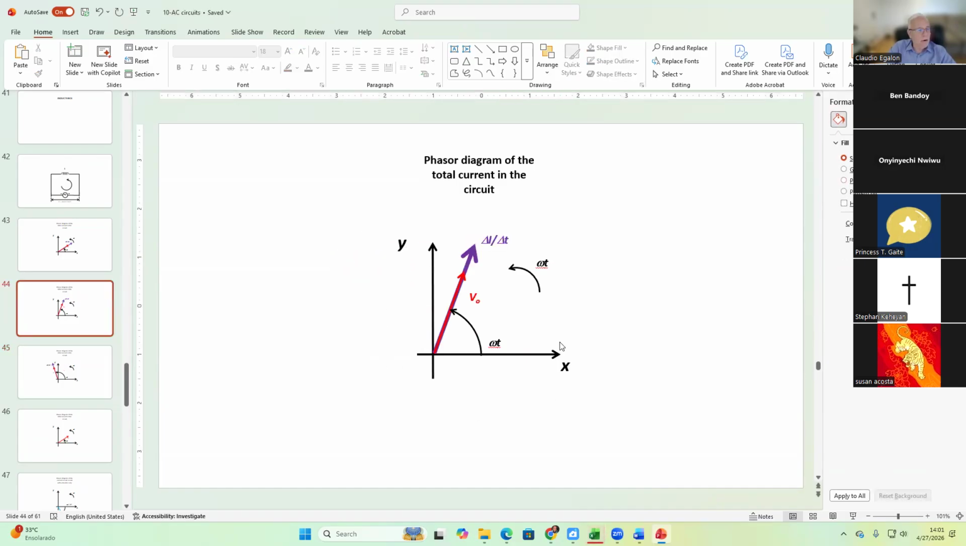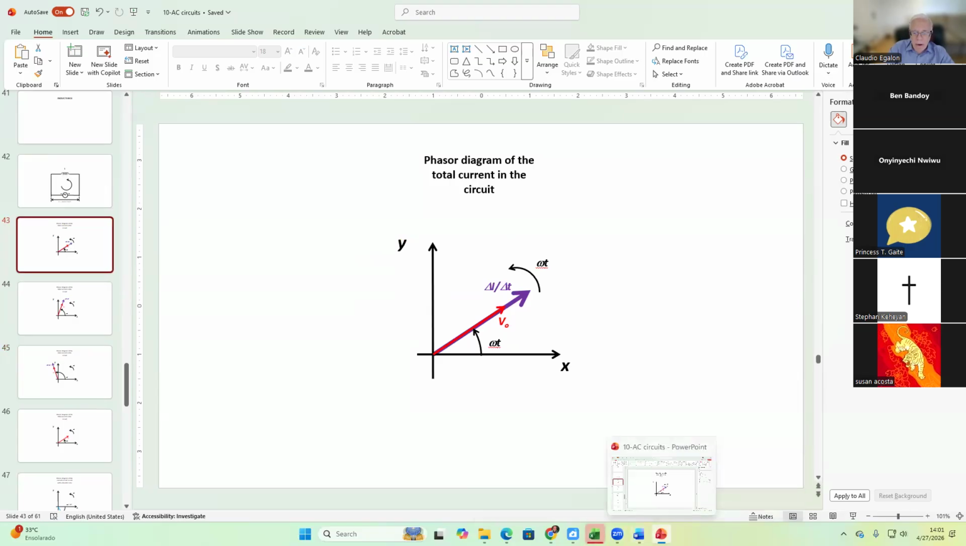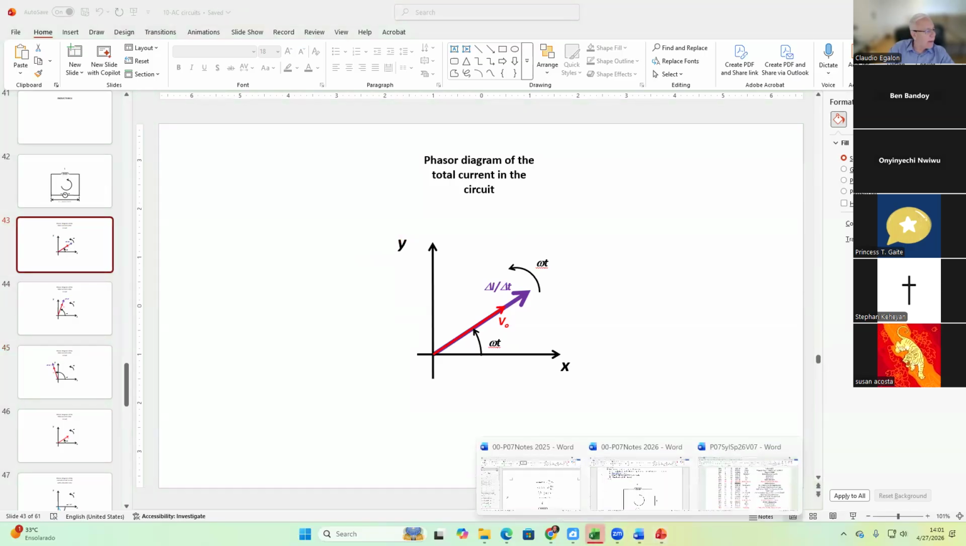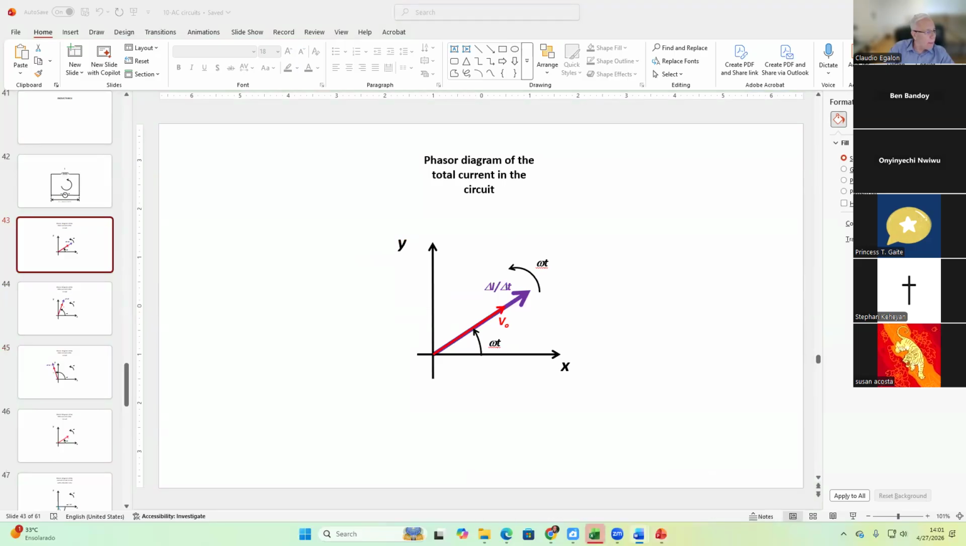Right? We have 3 frames here: 1, 2, and 3. What I told you was that's going to happen to the current, that it is going to lag. The delta I, delta T doesn't lag. The delta I, delta T stays the same. But the current lags. And like I said before, we cannot prove that here in this course because it requires calculus, advanced calculus, okay?